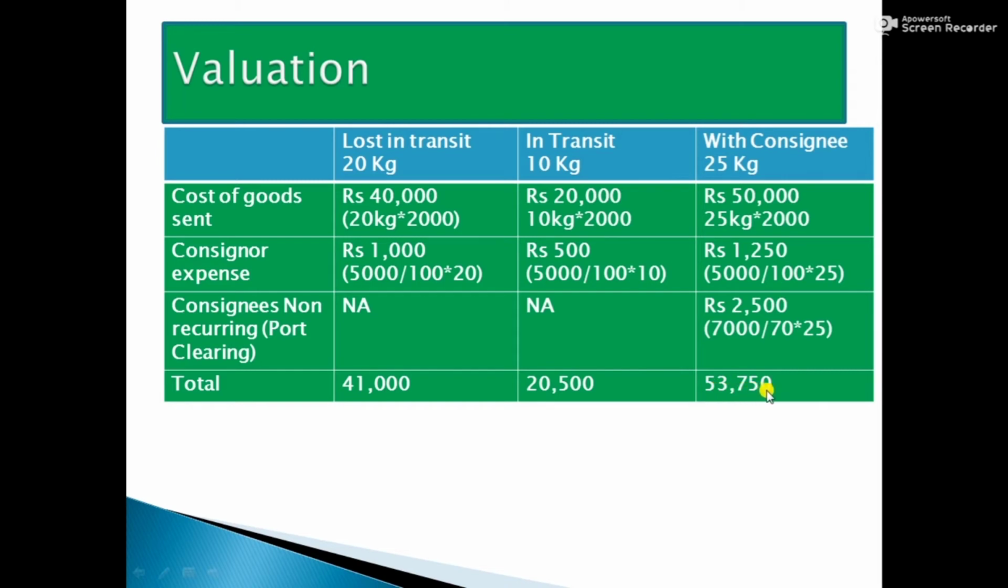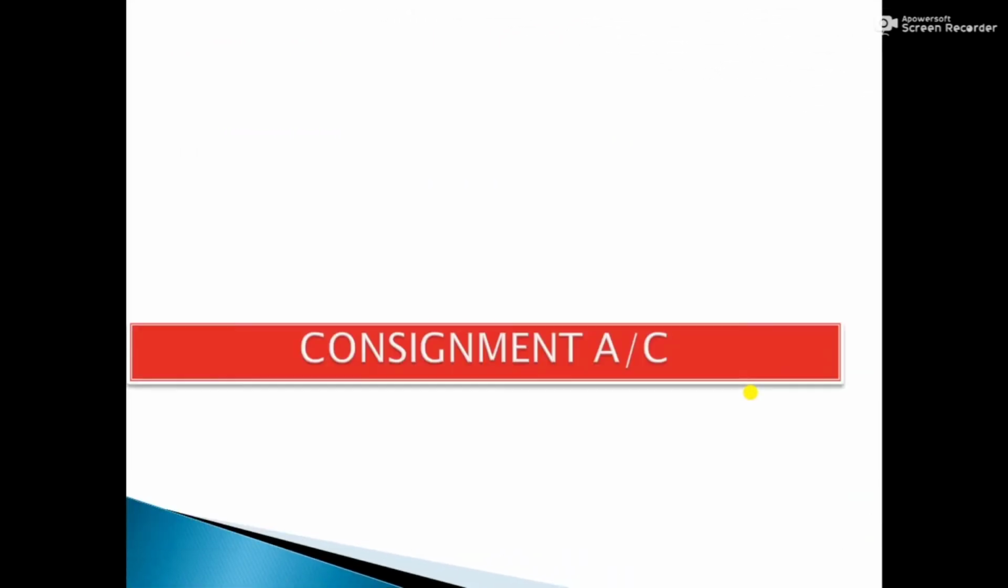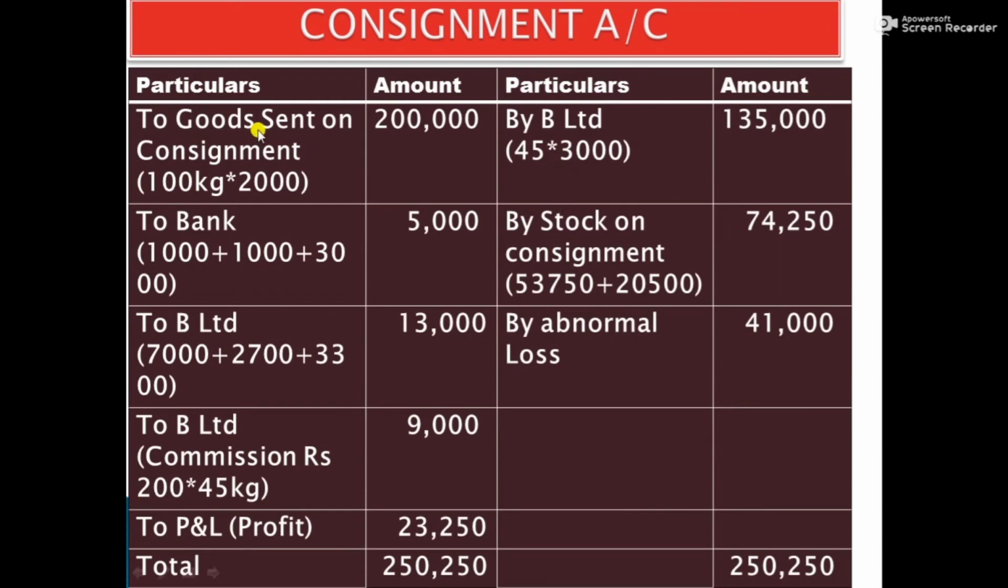The consignment account will appear like this. To goods sent on consignment, 100 kilograms into 2,000, that is 2 lakh. To bank, his expenses 5,000. To D Limited, consignee's expenses total 13,000. By D Limited, the sale amount is 45 kilograms into 3,000, that is 1,35,000. To D Limited its commission 200 rupees per kilogram, 200 into 45, 9,000.